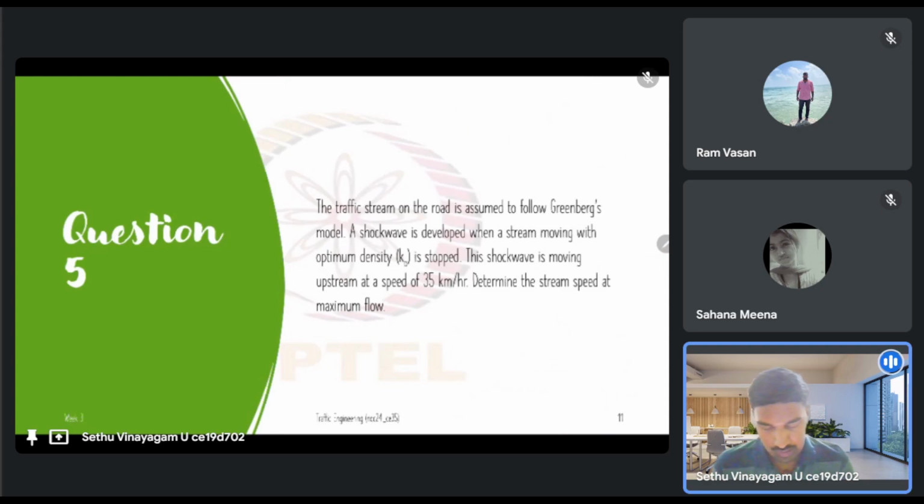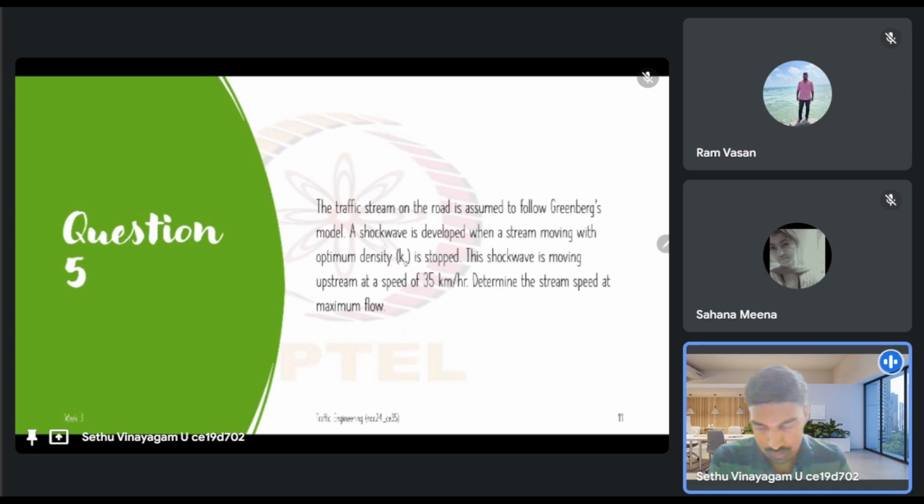Okay, question number 5. So this is with respect to the shock waves, the speed of the shock waves. The traffic stream on the road is assumed to follow the Greenberg's model. A shock wave is developed when a stream moving with optimum density K0 is stopped. This shock wave is moving upstream at a speed of 35 kilometers per hour. So determine the stream speed at maximum flow.